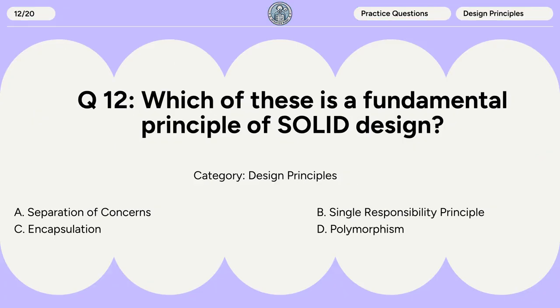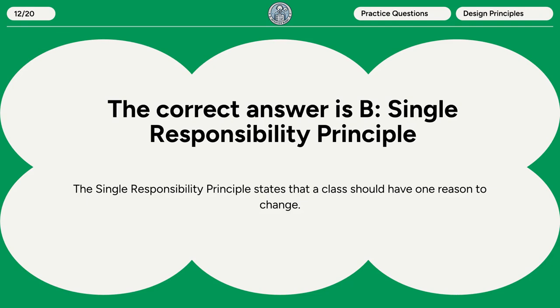Question 12. Which of these is a fundamental principle of SOLID design? A. Separation of concerns. B. Single responsibility principle. C. Encapsulation. D. Polymorphism. The correct answer is B. Single responsibility principle. The single responsibility principle states that a class should have one reason to change.